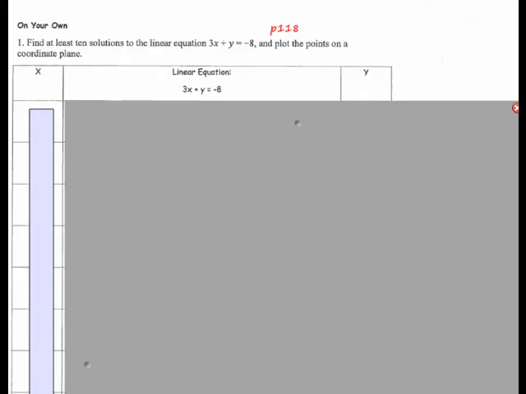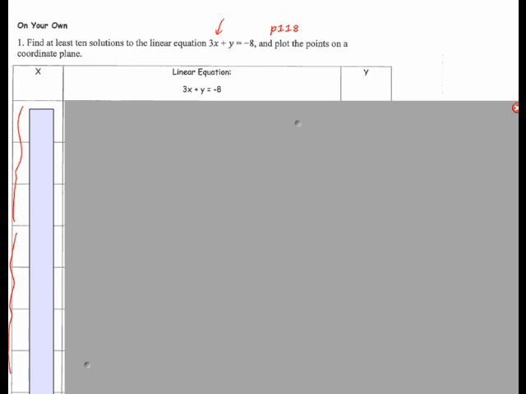On your own, find at least 10 solutions to the linear equation 3x plus y equals -8. Plot the points on a coordinate plane. When you are choosing your variables, remember, if x has a coefficient, then x is a good variable to fix the numbers for, and then solve for y. Remember to choose some positive values, 0, some negative values, and some fractions.